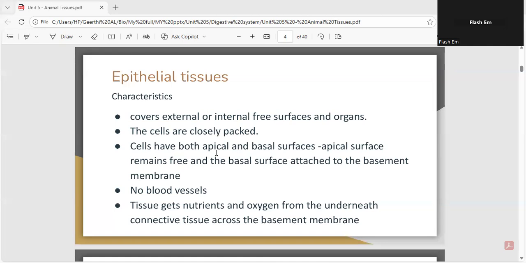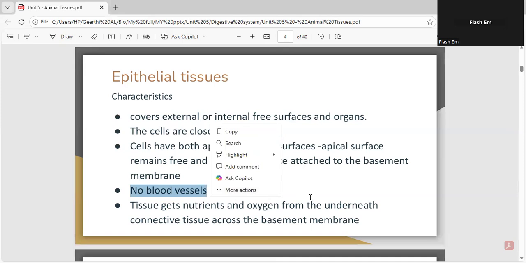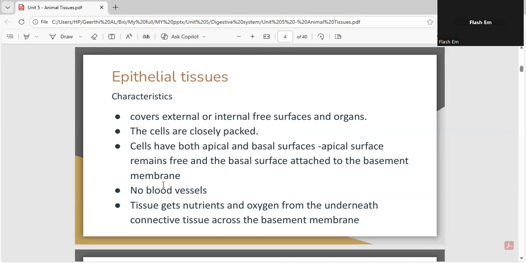They have both apical and basal surfaces. What is the main function of the apical surface? It remains free, so it does not have any function. The basal surface has the major function: it is attached to the basement membrane, so that it can maintain the attachment for epithelial cells. Here there are no blood vessels. This is one of the major points in epithelial tissue. It does not have any blood vessels, but it has a nervous supply. So note it down: it has a nervous supply, but no blood supply.